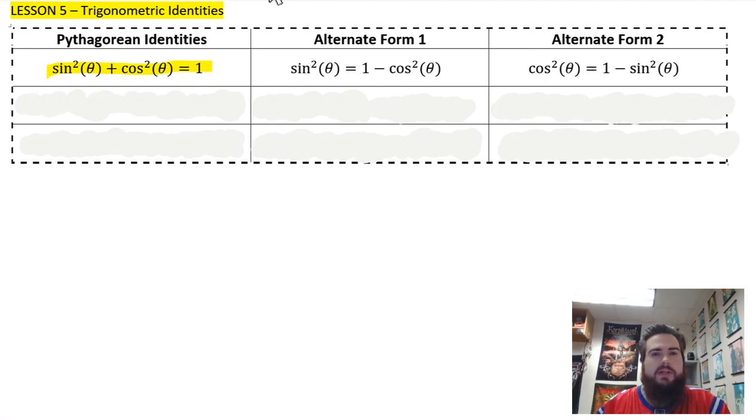You can also consider other forms of this Pythagorean identity by moving one term from the left side of the equation to the right. For example, if you subtract cosine squared from both sides of the equation, you will come up with sine squared equals 1 minus cosine squared. Or if you subtract sine squared from both the left and the right of the first equation, you will get cosine squared equals 1 minus sine squared.